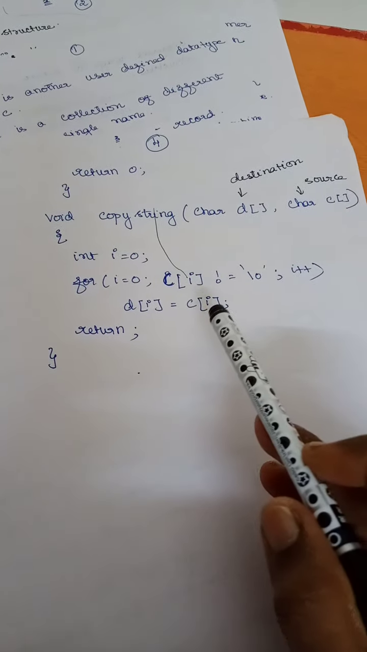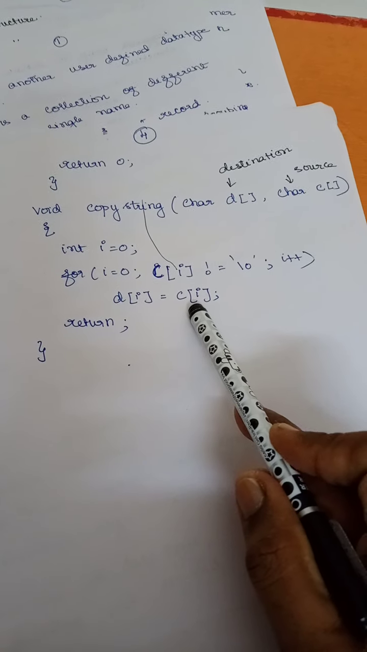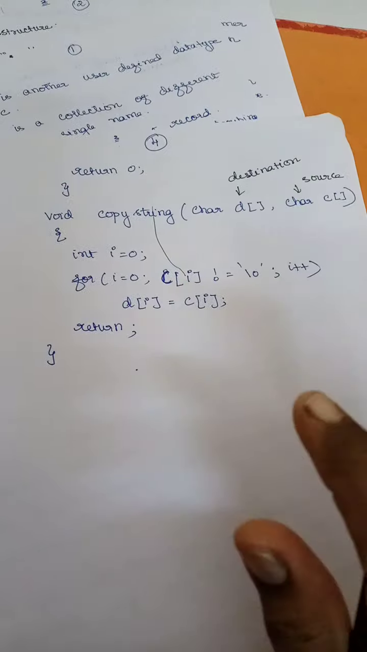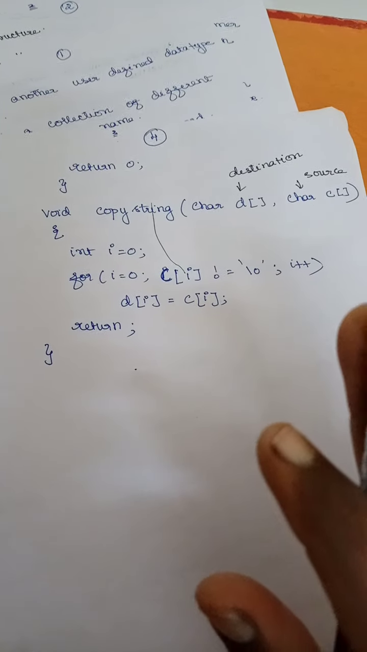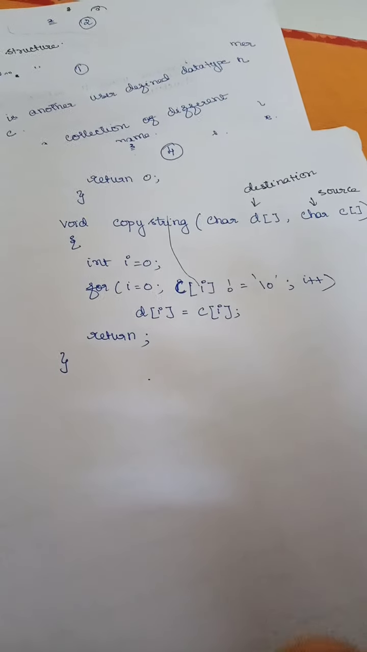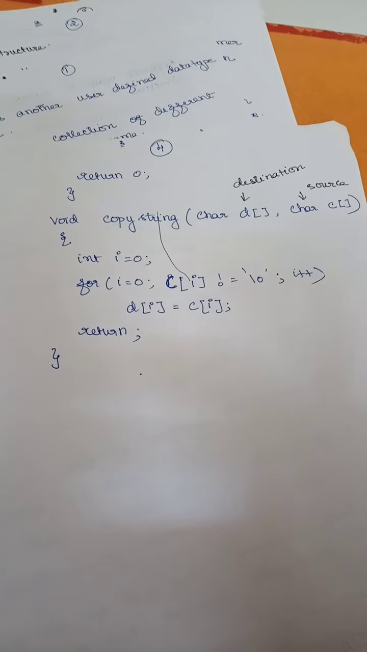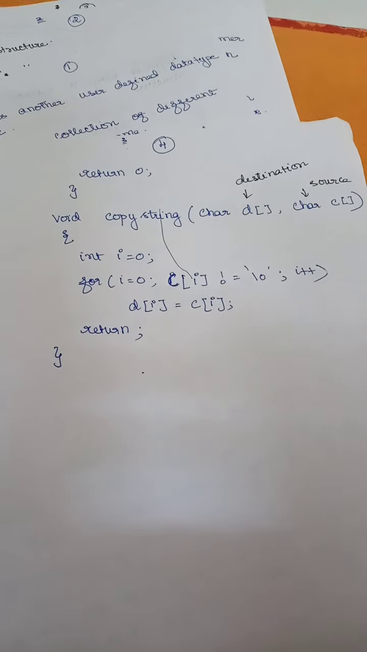Right, it's just to copy the character from the source into a destination array. That's all. That we have already seen in the string functions, but we have written it separately as a function here. That's all. Instead of using string copy, we have written it, right?